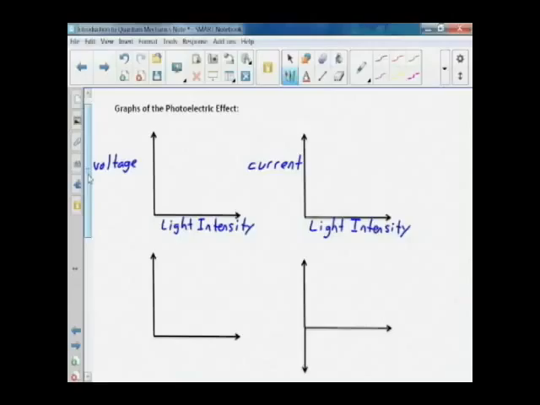So we're going to do two lines on each of them. We're going to do one color for classical physics and one color for actual observations. So let's do green for classical, and we'll do red.